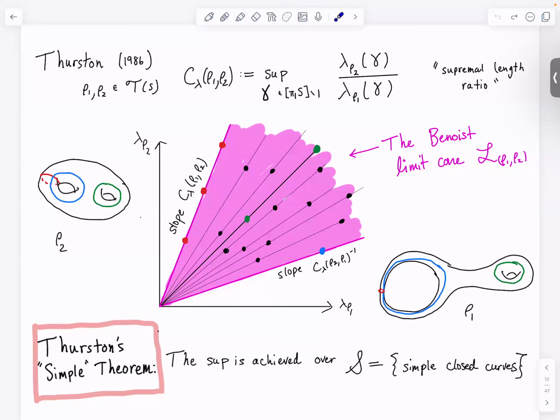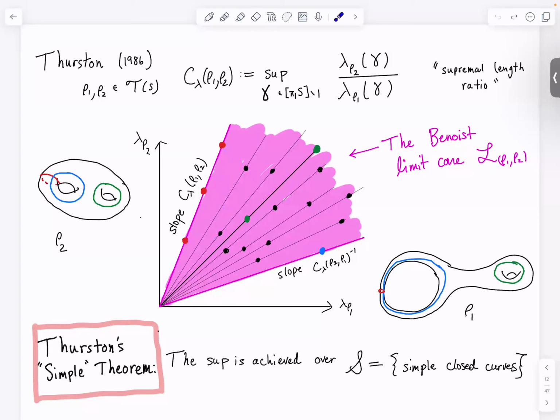Is there some natural subset of the curves on the surface that are more likely to see the extreme? Which curves on the surface really see the most extreme length behavior? And so Thurston's simple theorem gives a beautiful answer to that natural question. It says that actually the supremum in the definition of C lambda is achieved over the smaller set of simple curves on the surface. Okay? So if I start measuring the lengths of curves, to reach the extreme, I should really be looking for simple closed curves.